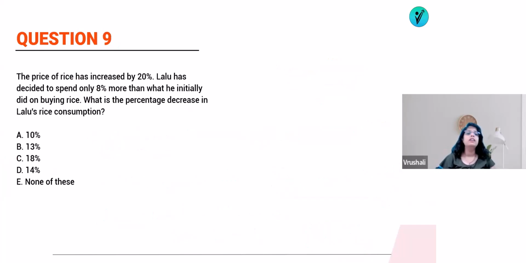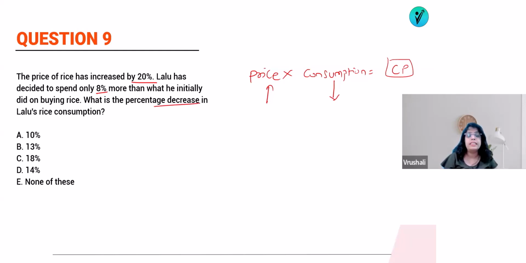Question number 9 is here. The price of rice has been increased by 20%. Lalu has decided to spend only 8% more than what he initially did on buying rice. What is the percentage decrease in Lalu's rice consumption? So what we know is that price into consumption is equal to what he was initially spending, or we can say the money which he was spending. As I know that price has been increased, consumption must be decreased, because they have asked for the percentage decrease in the consumption.